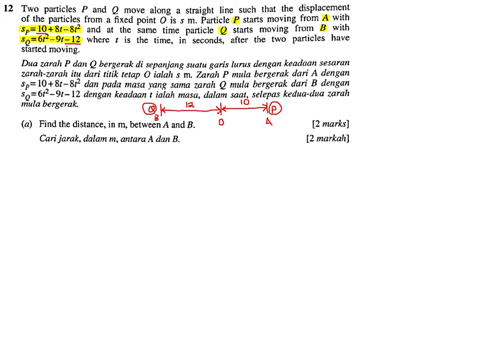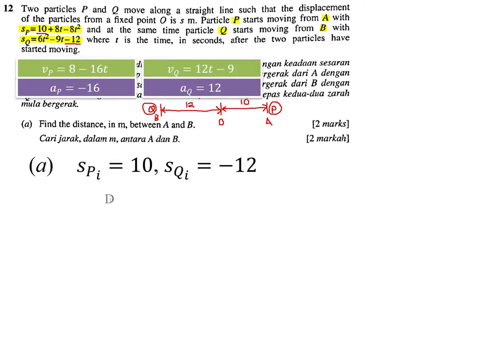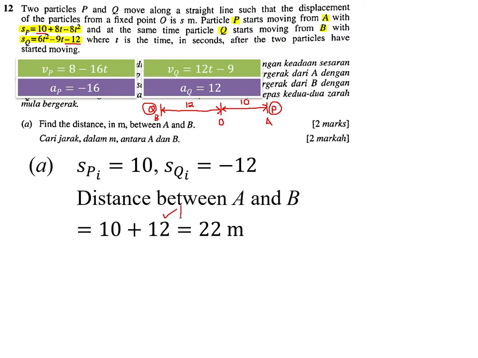Okay, now let us look at the questions. What is the distance between A and B? 22. We just have to add them. 10 plus 12 will give you 22. So 1 mark for the working, 1 mark for the answer. You are advised to find out all the equations first, because for sure you are going to apply all the equations in different kinds of conditions later on.